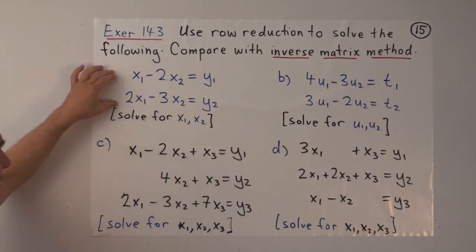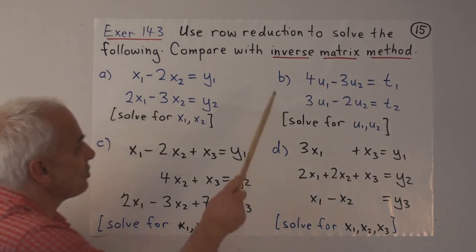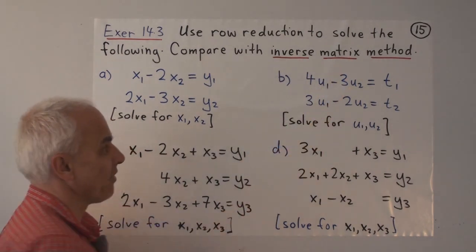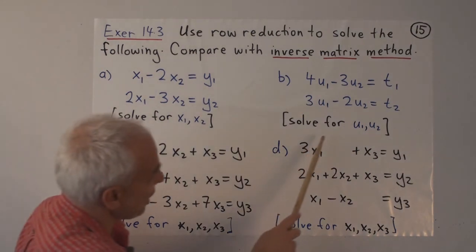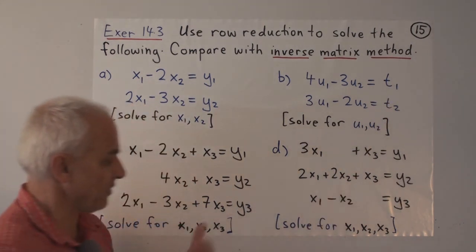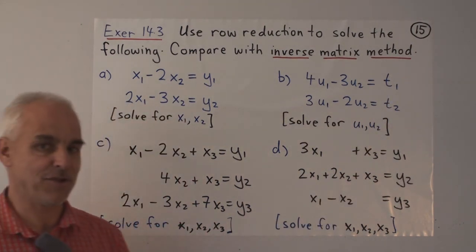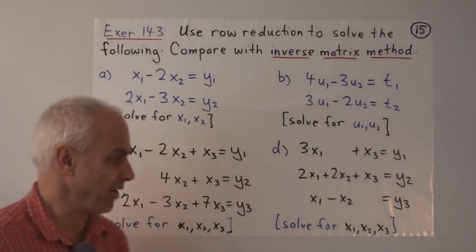So I want you to solve this system using row reduction. In fact, I want you to solve all of these systems using row reduction, and I want you to compare this with the inverse matrix method. Some of these will perhaps be familiar that we've done them already previously. And in this question here, I've got variables u1 and u2 and t1 and t2 instead of the usual x's and y's, just to get you used to the idea that variables are not always just x's and y's.